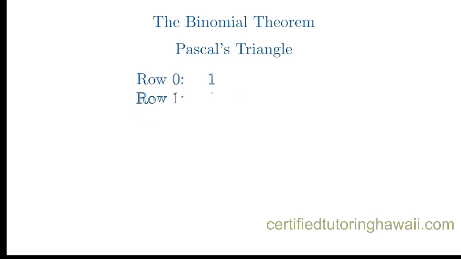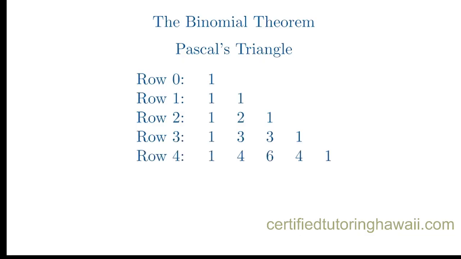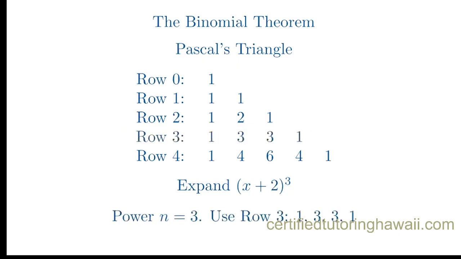Pascal's triangle is an amazing pattern of numbers that gives us the coefficients for binomial expansions. Each number is the sum of the two numbers directly above it. Let's use this to expand the quantity x plus 2 to the third power. Since the power is 3, we look at row 3 of Pascal's triangle. The coefficients are 1, 3, 3, 1.